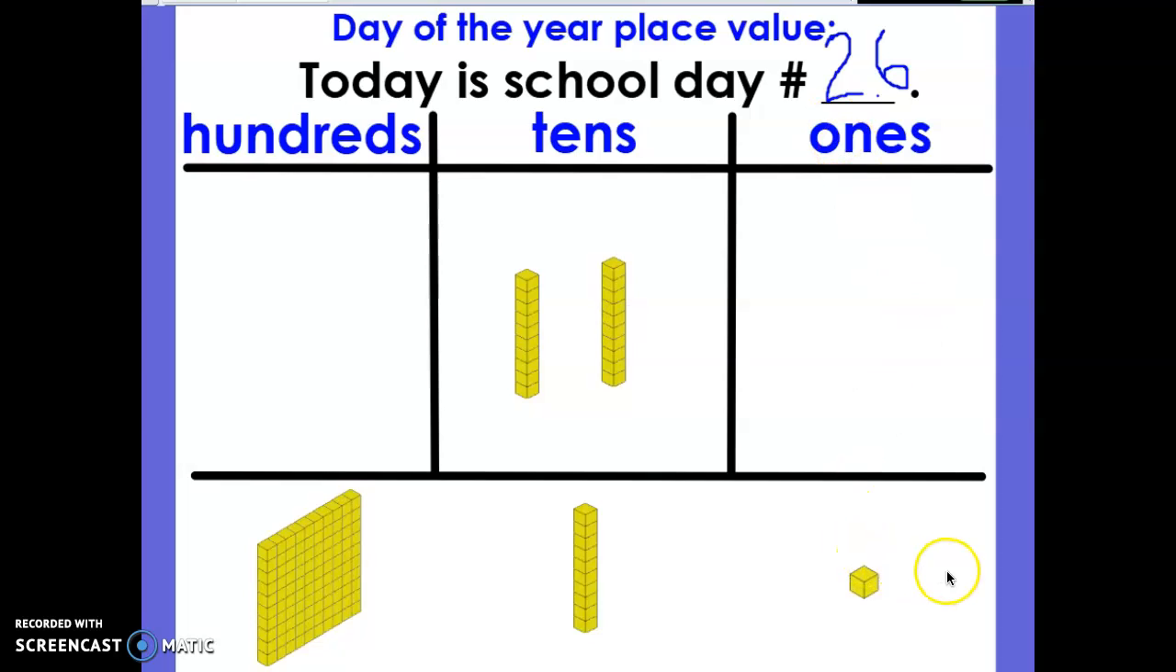And how many 1s cubes am I going to need? That's right, I'm going to need 6 because I have a 6 in the 1s place. So let's get our 6 1s cubes. And now we have represented the number 26 using our base 10 blocks.